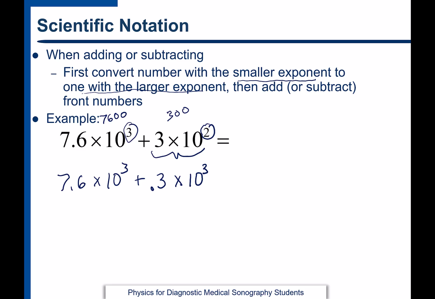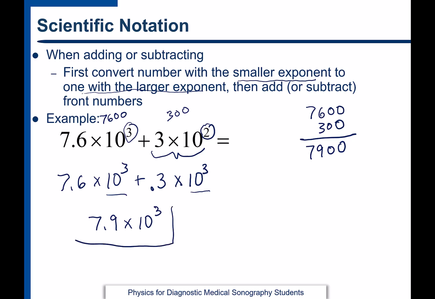Now once I have that, as long as the powers are the same, I can just add the numbers in front. And so you'll notice I get 7.9 times 10 to the third, or 7,900. And as we said, when we looked at the numbers outside of scientific notation, we can see that that's what it should be. And so that's how we add or subtract numbers in scientific notation. Before you do the adding or subtracting, just change the exponents to the same value.